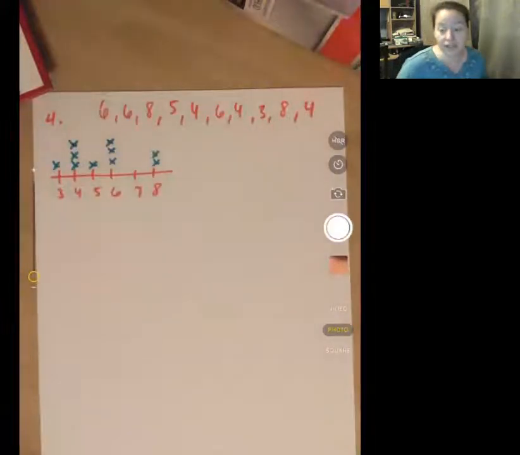I'm putting in X's instead of dots. You can put in dots if you want to. It really doesn't matter. We end up with exactly the same thing either way.